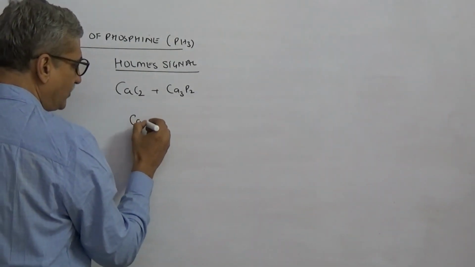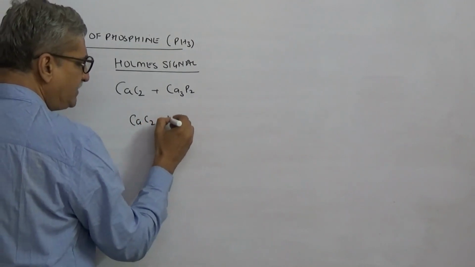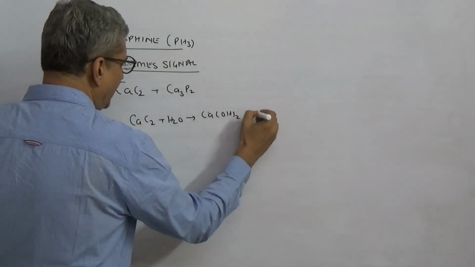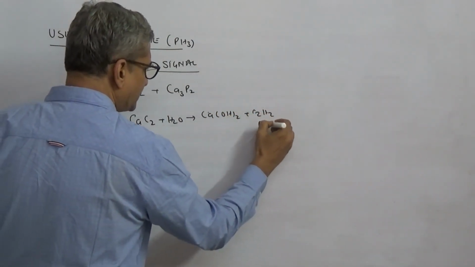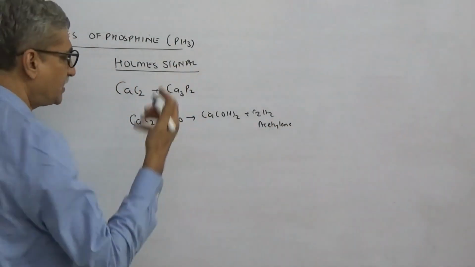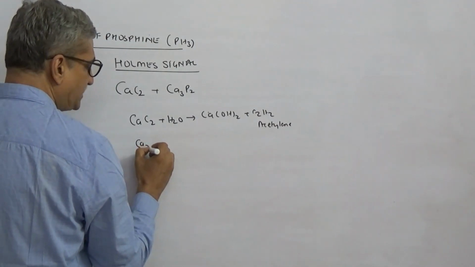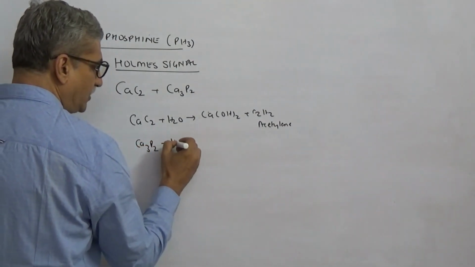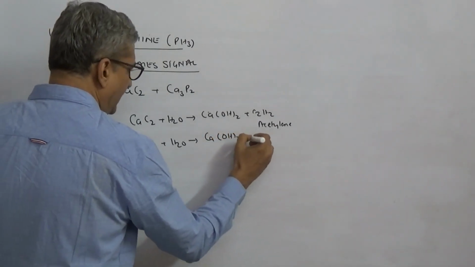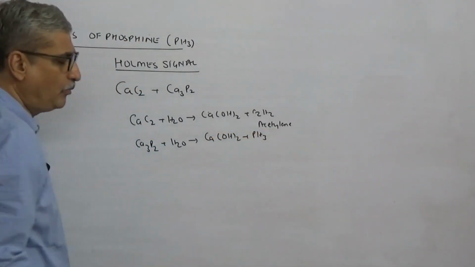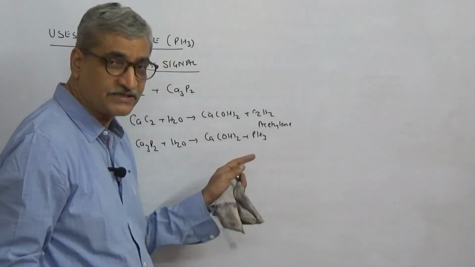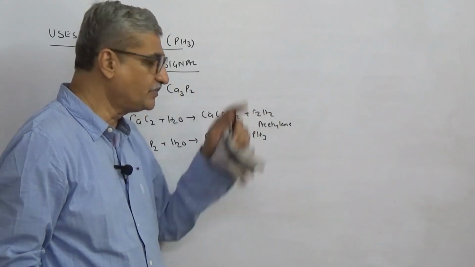What used to happen is that calcium carbide reacted with water to form calcium hydroxide and C2H2, that is acetylene. The acetylene gas would bubble up through the water. Along with that, calcium phosphide, Ca3P2, also reacted with water to form calcium hydroxide and phosphine gas. The moment phosphine came in contact with air, because of the impurity of diphosphine, it would catch fire. And if it catches fire, it burns the acetylene.